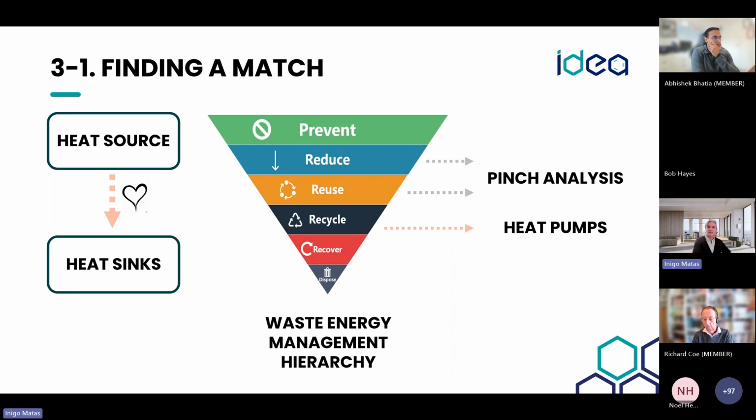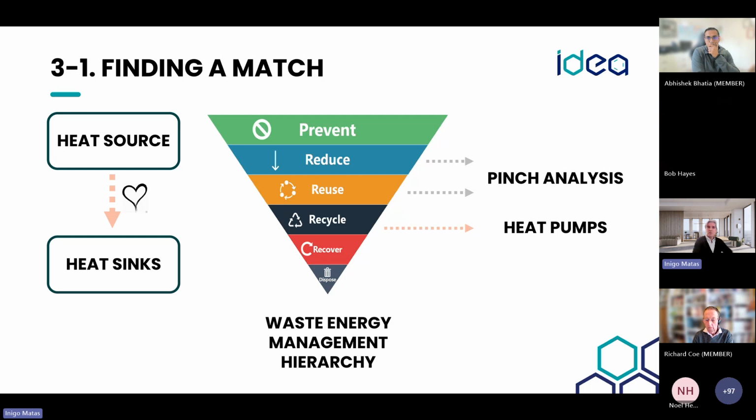So how do we do this? There are a lot of different approaches, opportunities. The best way is to follow the waste heat energy management hierarchy that we can see here on the screen. So we need to go in order from top to bottom. The first thing we try to do is to prevent. If we can modify the process so we don't have to use energy or as much energy, sometimes that can be a bit complicated, but it will be the first one.